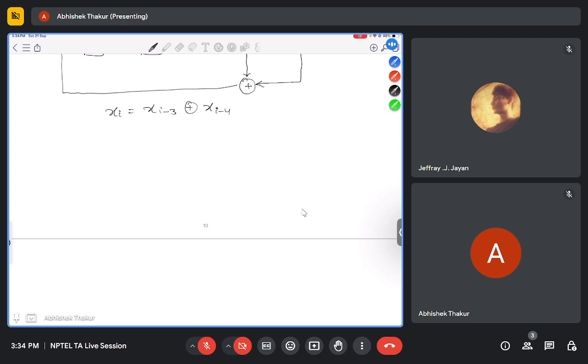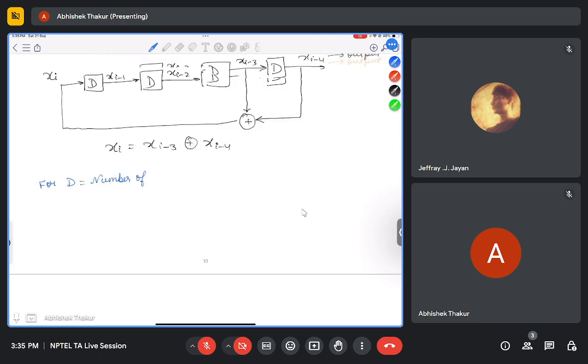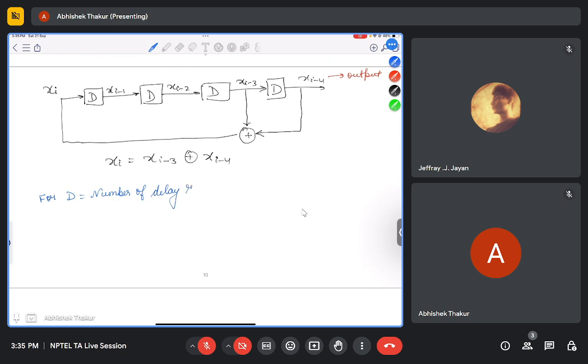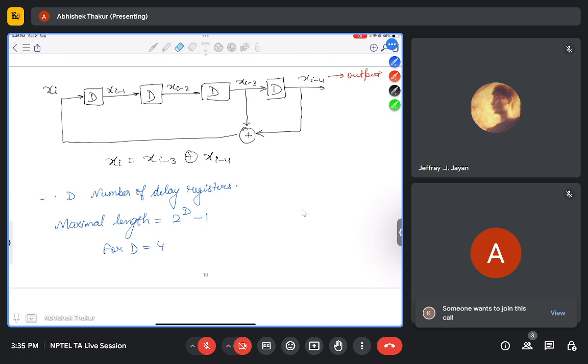So now we will see some formulas that are derived in the class. You can see the lectures in the class. So for D equal to number of delay registers, the maximal length of code generated is 2 to the power of D minus 1. So for D equal to 4, maximal length will be 15.